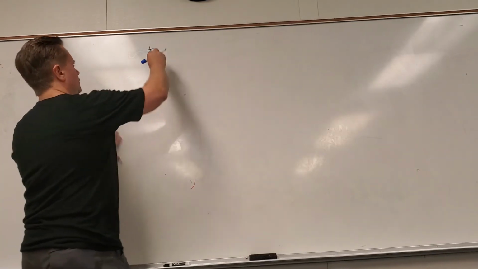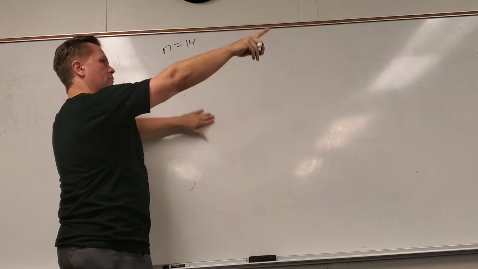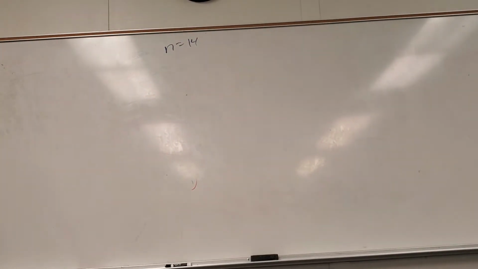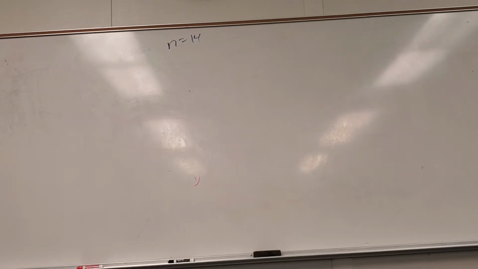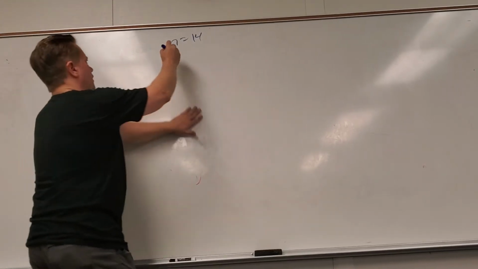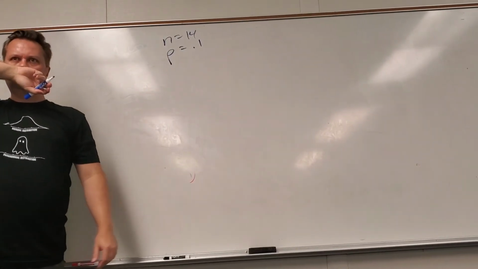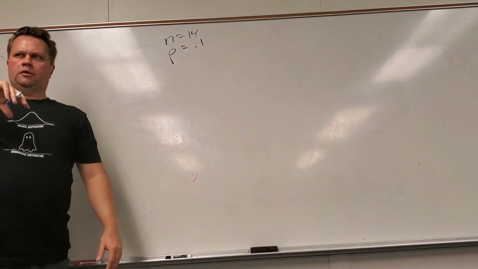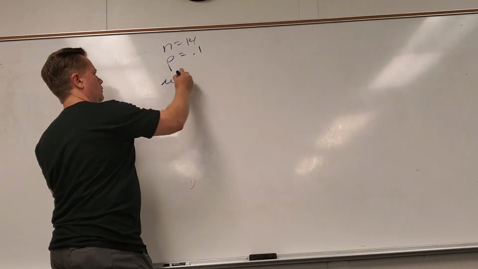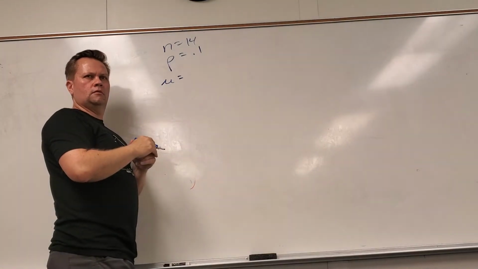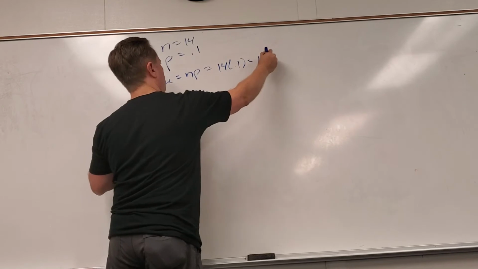Let me ask you this. What if I had that same situation? I don't know if you guys remember, this was 14 times I was tossing a coin, flipping a coin. But let's say that it's weighted so that P is 0.1. You with me? What would the mean be then? NP? 1.4, right?